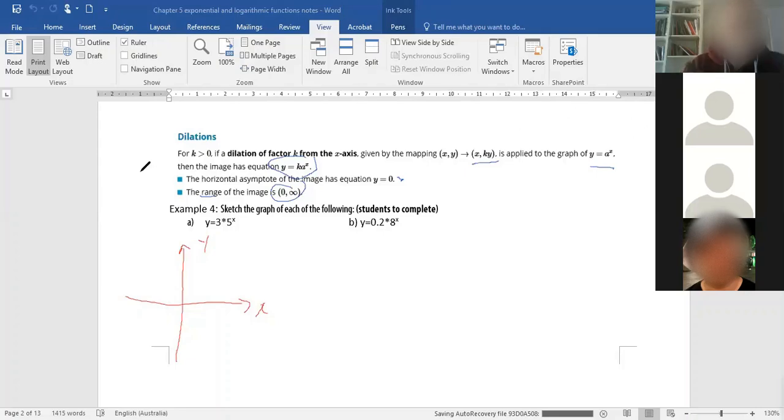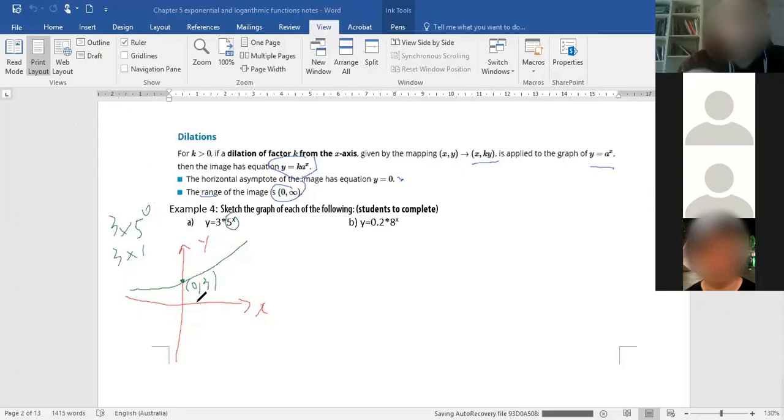Well, this one here, you're not going to be able to see anything on this graph unless I draw another one on there. This is still going to be like this. It won't cross at 0, 1, sorry, it will cross at 0, 3. Because when I put x equal to 0, I get 3 times 5 to the power of 0, which is 3 times 1, which is 3.